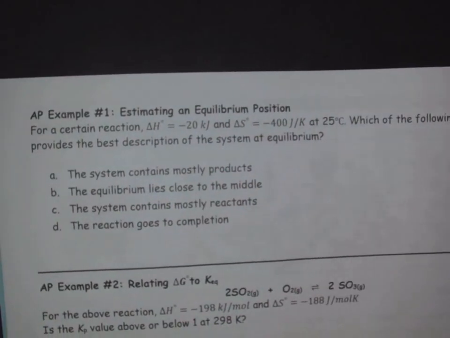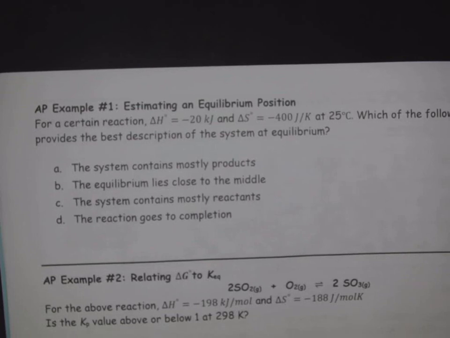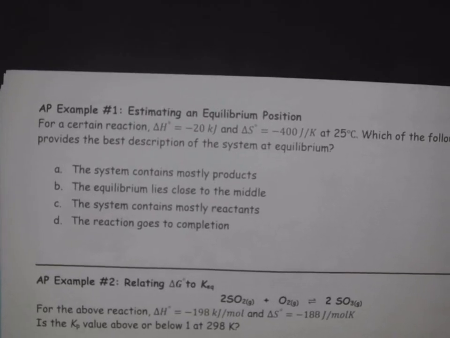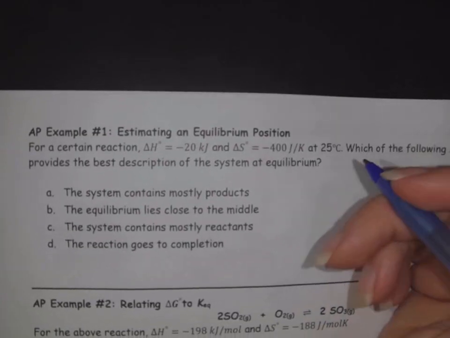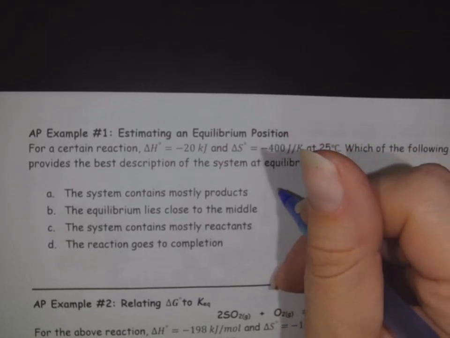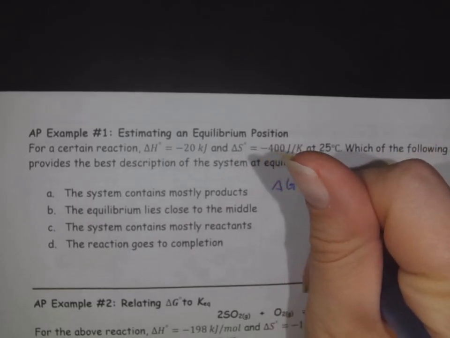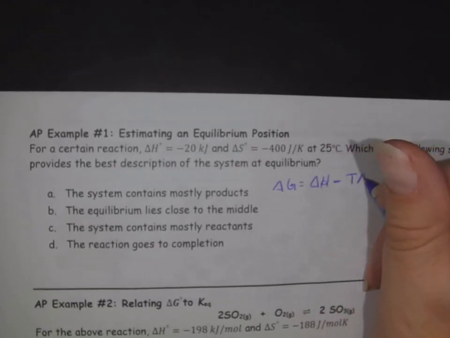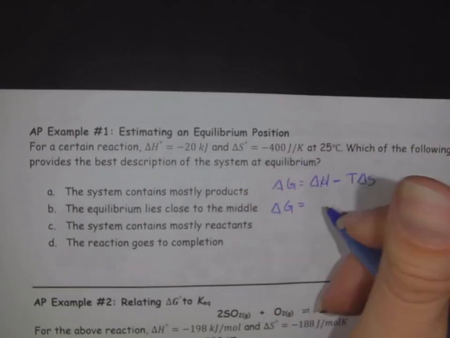Alrighty, so for a certain reaction, delta H is negative and delta S is negative at 25 degrees Celsius. Which of the following statements provides the best description for a system at equilibrium? We have 2 negative values, and I wonder if this is going to be thermodynamically favorable or not. Let's figure this out. Delta G is equal to delta H minus temperature times delta S. We're solving for delta G, and I want to know if this is negative or not.